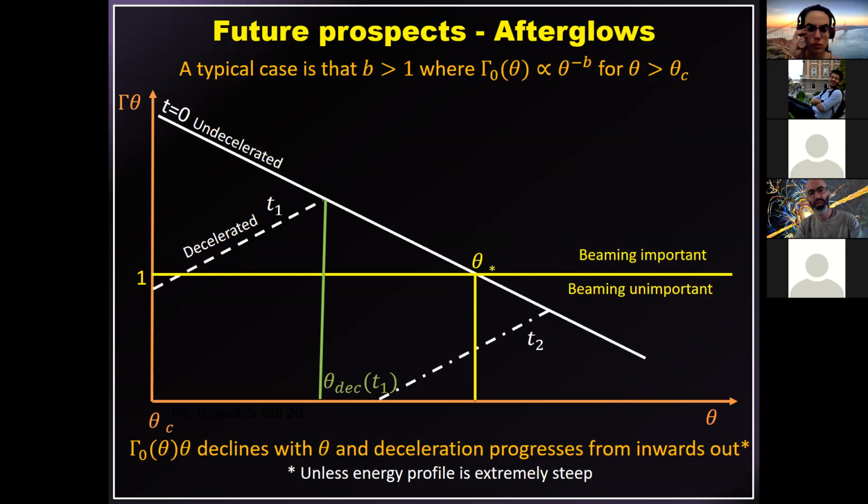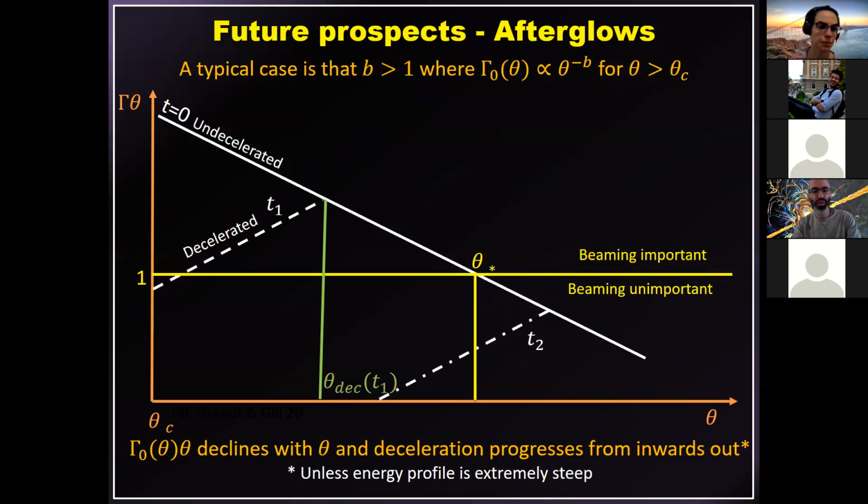The reason is that typically, because the inside of the jet is moving much faster, and the Lorentz factor of the jet is the most important property for determining when things start to slow down, typically the jet will start to slow down from the inside out. The opposite is also possible, but it's not so likely. And so what this means is that we have this theta dec as a function of time, which will be going over time towards the right.